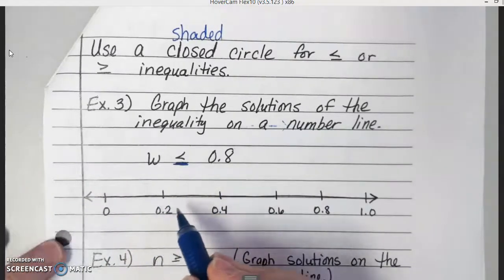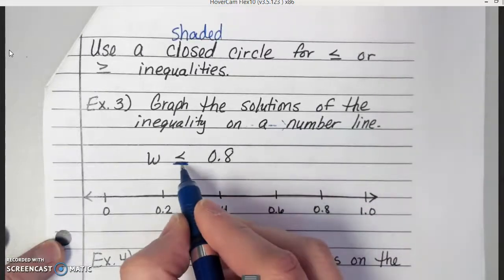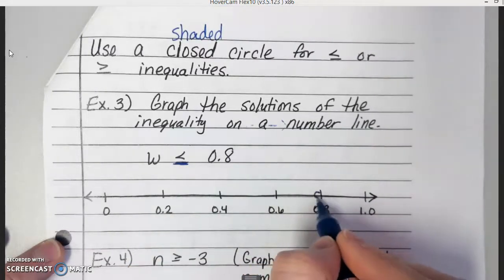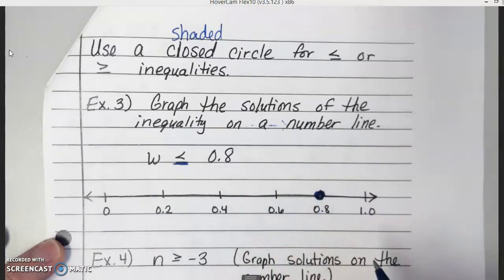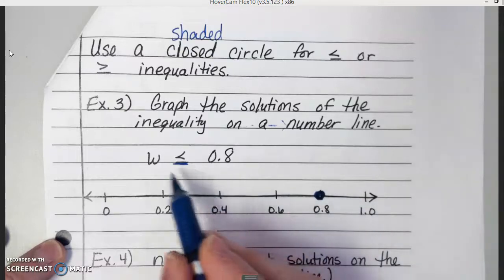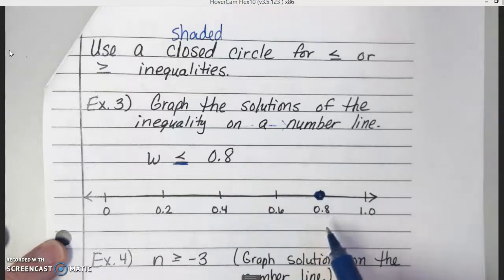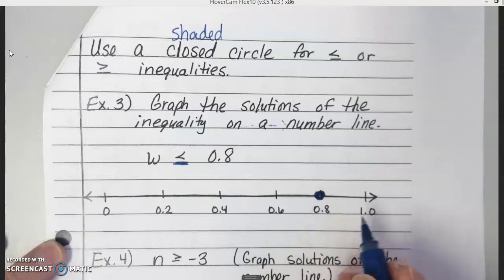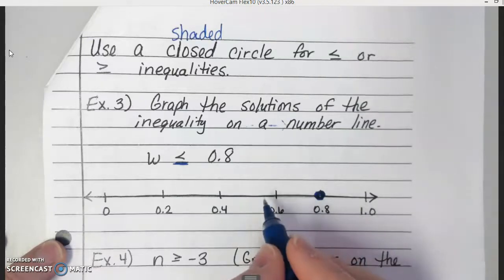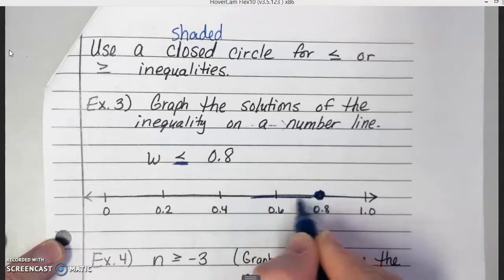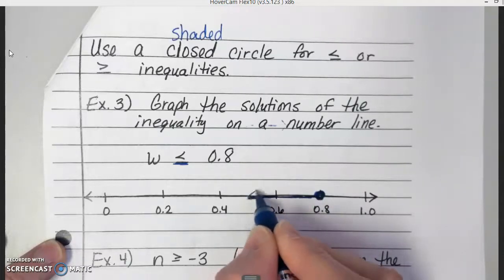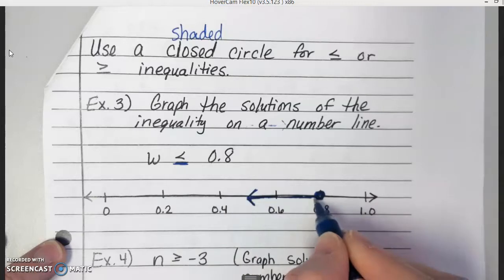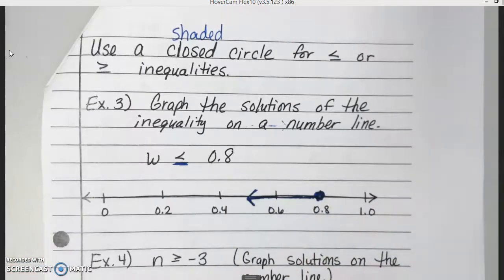So I'm going to go find 0.8 first. And since this has the line, it means it can be that. So I'm going to close my circle. I'm going to fill it in. So I have a shaded circle at 0.8. Okay. So W can be that or less. So that means I need to draw my arrow to the left. Any questions on that one?